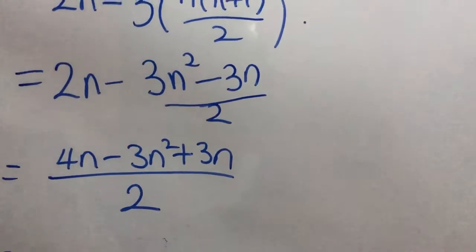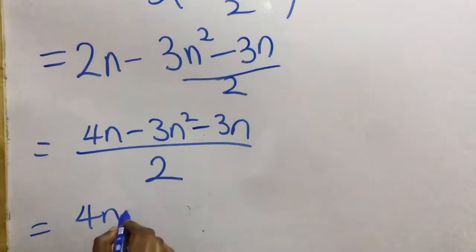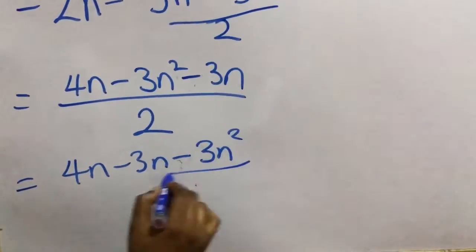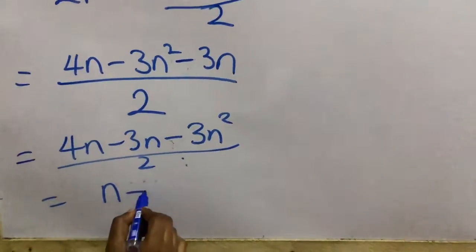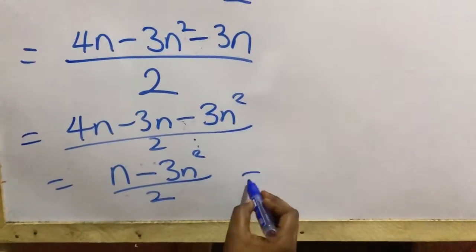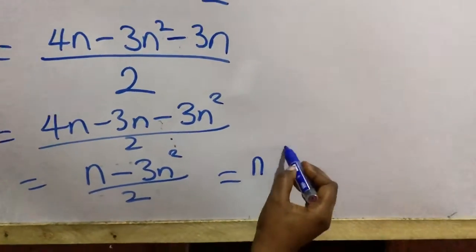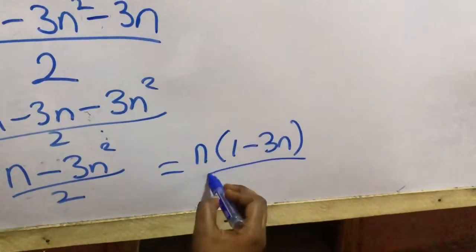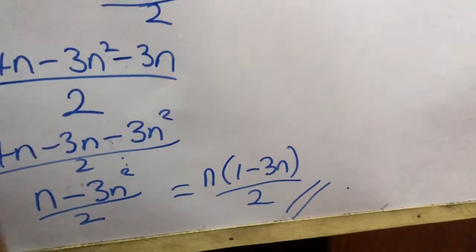Yes. So this one will now be equal to 4n minus 3n minus 3n squared over 2, which is equal to n minus 3n squared over 2, which will be equal to, let's factorize n out, n into bracket 1 minus 3n over 2. So that is that.